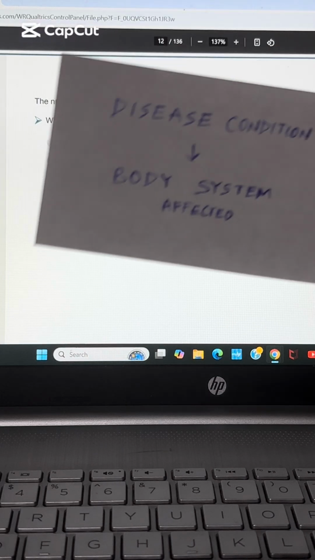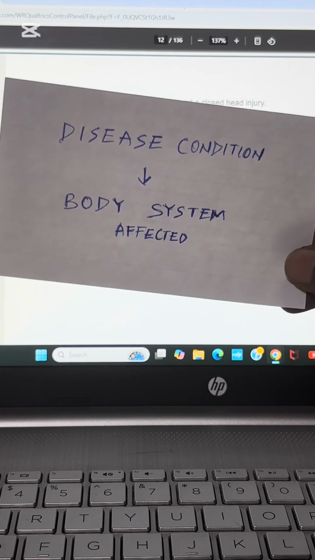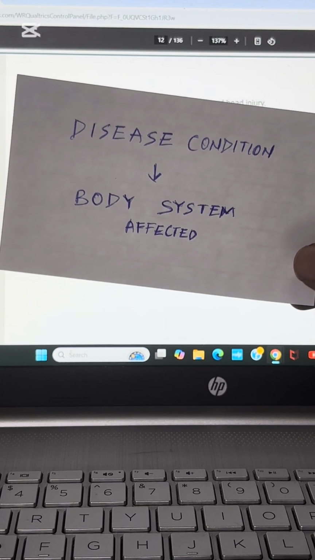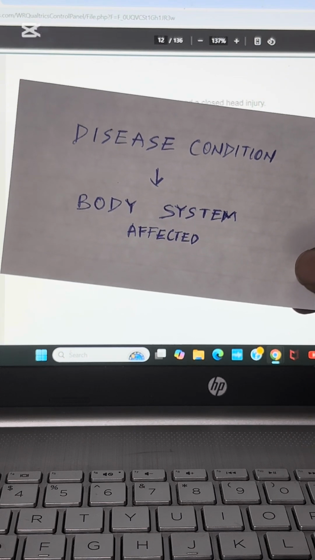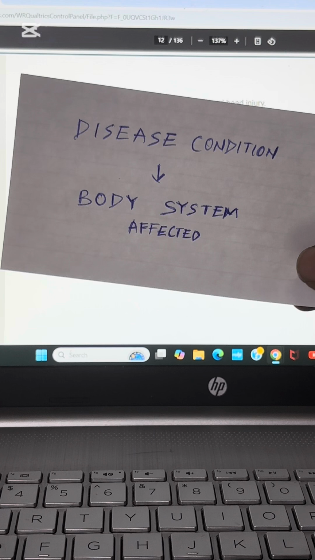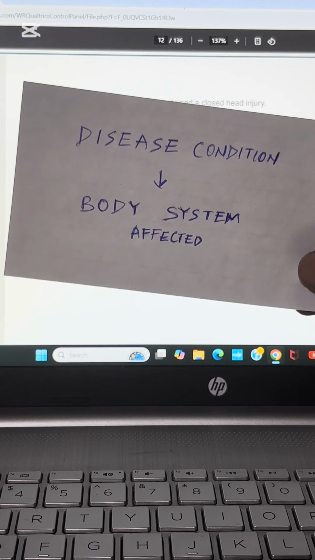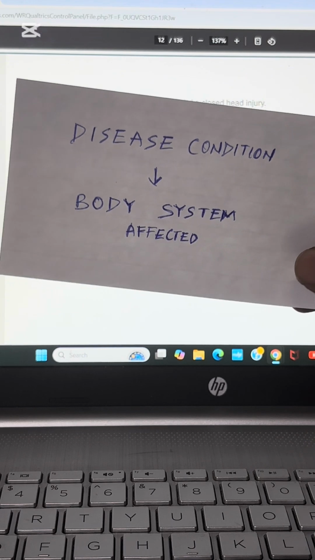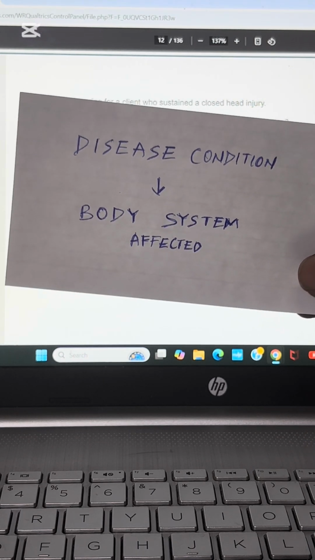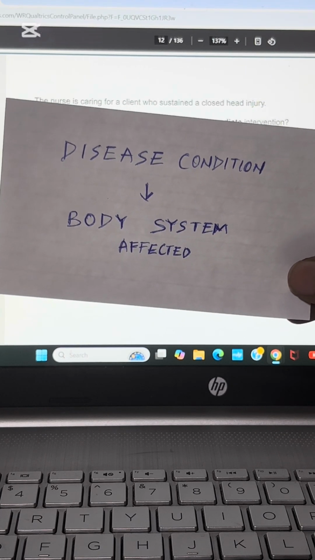All right, let's do this. A lot of students ask me, how am I able to use disease condition and body system affected to answer any question that has to do with physiological adaptation, also known as your medical, surgical, or acute condition, chronic condition. A lot of students ask me this, right? Because on my program, I just do this simple thing and I'm able to answer the question.